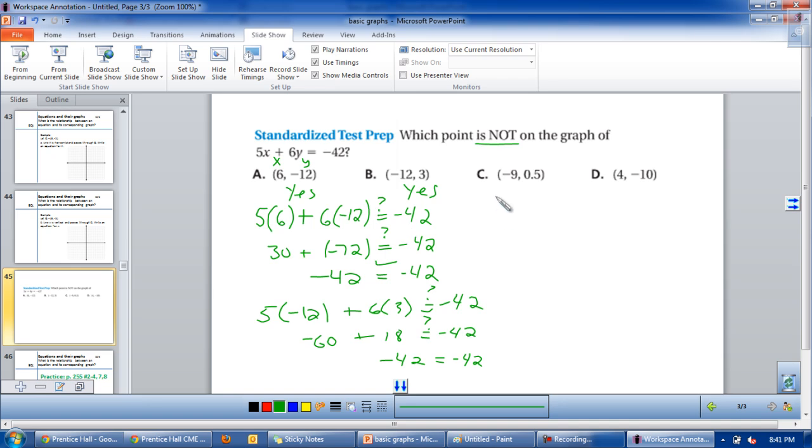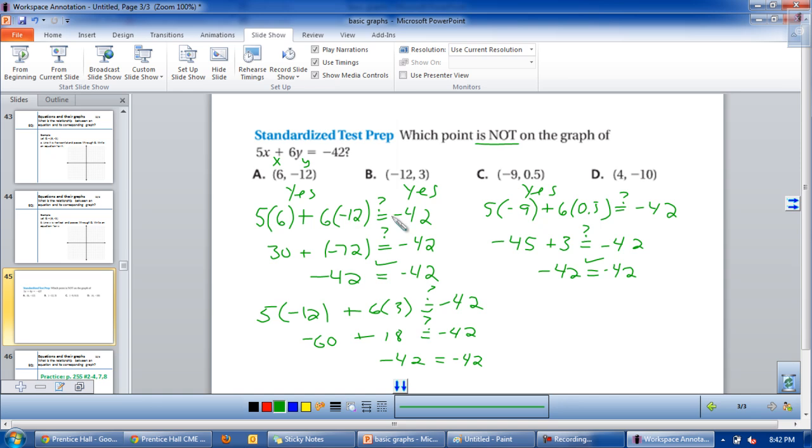Alright, next one. 5 times negative 9 plus 6 times 0.5. And we want to see this equal to negative 42. Okay, 5 times negative 9, that's negative 45. 6 times 0.5 is equal to positive 3. Negative 45 plus 3, that's negative 42. And it does satisfy the equation.